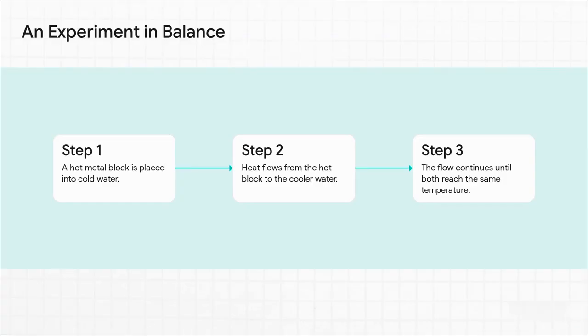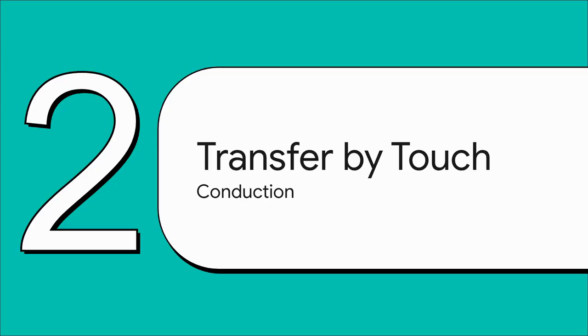This simple experiment shows that rule in action perfectly. The second that hot metal block hits the cold water, you can almost picture the energy just pouring out of the block and into the water. The block starts to cool down, the water starts to warm up, until, bam, they meet right in the middle, perfectly balanced.